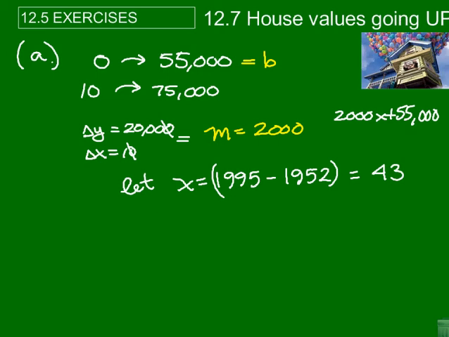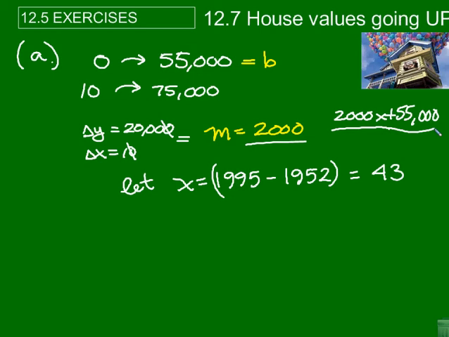So the 2 data points would be time equals, or years is 0 and 55,000. Years would be 10 and 75,000. So 20,000 divided by 10 is 2,000. So our slope here is 2,000. So the equation then becomes 2,000x plus our initial value of 55,000.